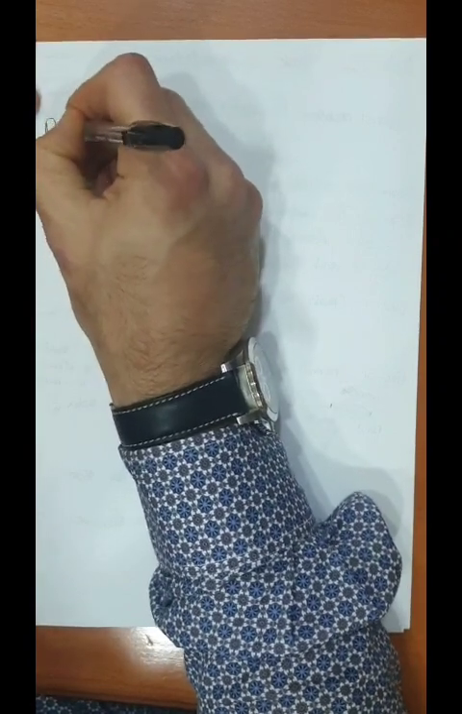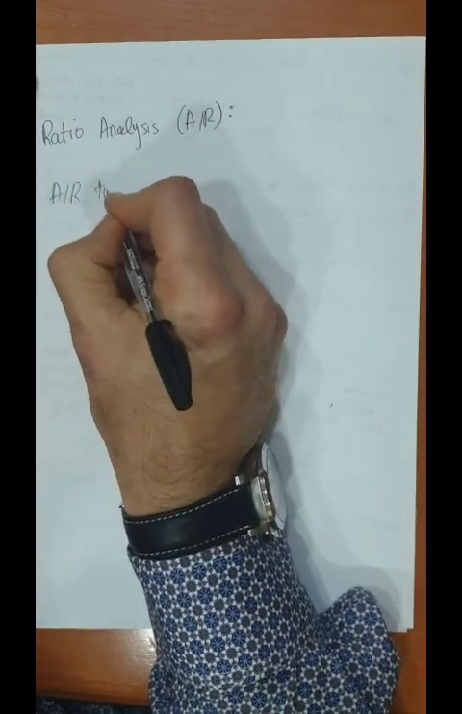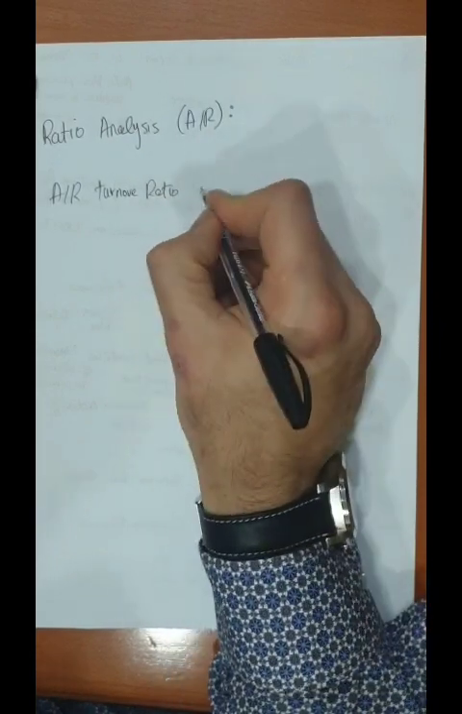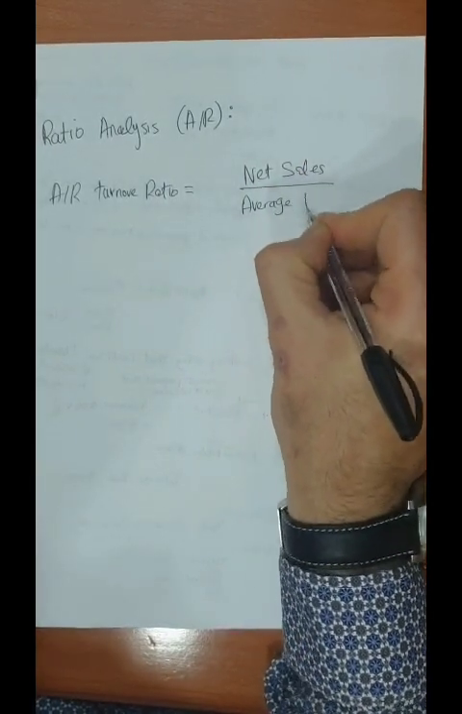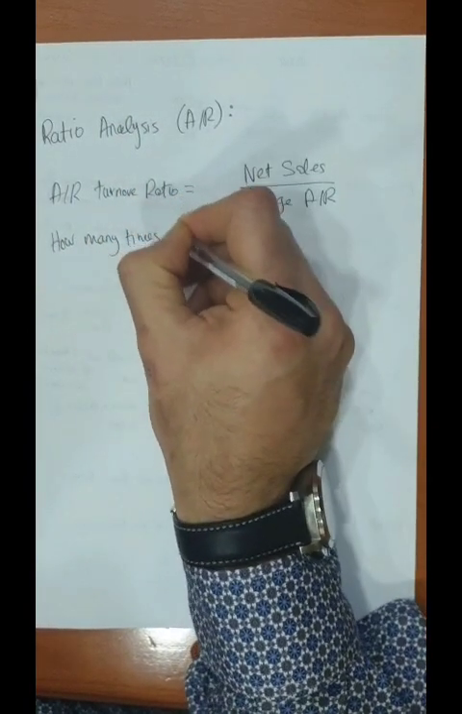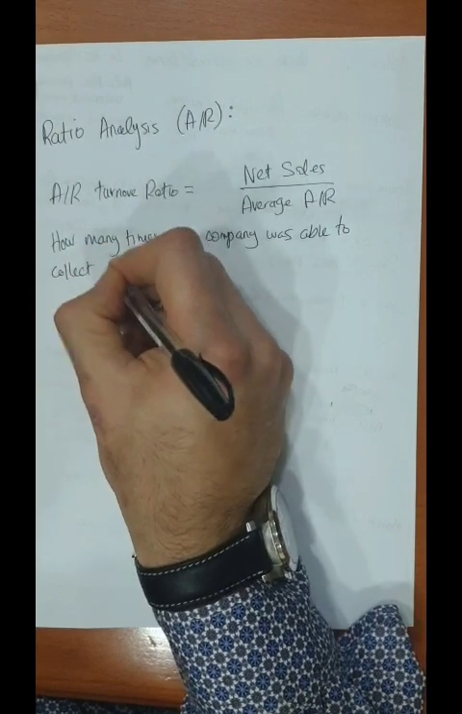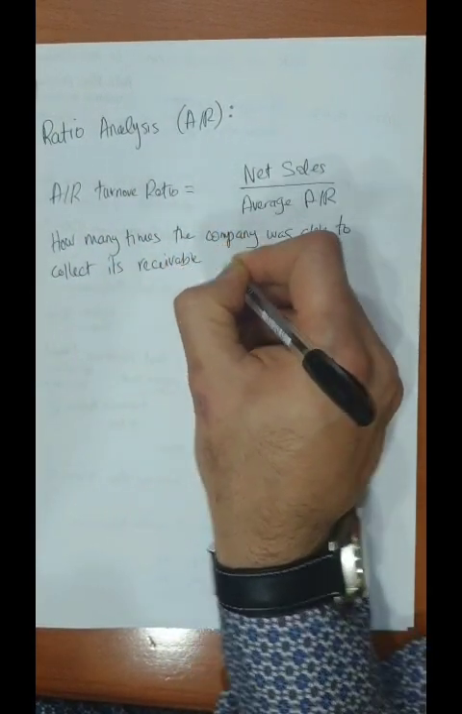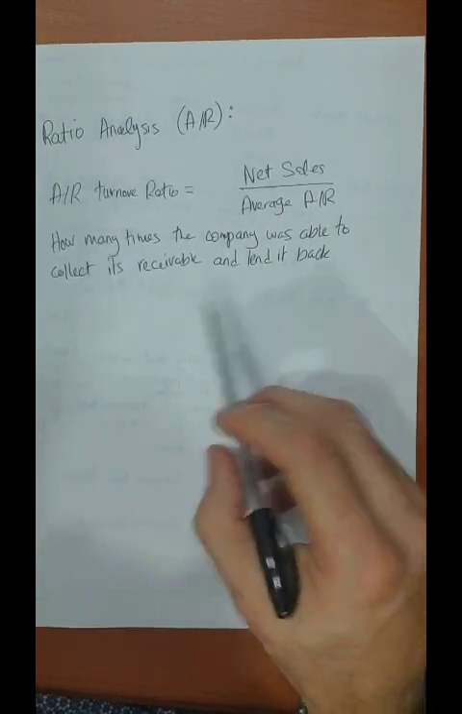My last thing, which is a simple concept in the ratio analysis about account receivables. You can compute a useful ratio called the account receivable turnover ratio. In this account receivable turnover ratio, it's simply dividing net sales by the average balance of account receivables per year, and it tells me how many times the company or the management was able to collect its receivables and lend it back. The higher the ratio, the better the efficiency of managing my receivables.